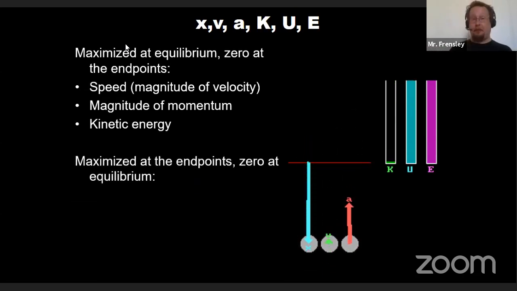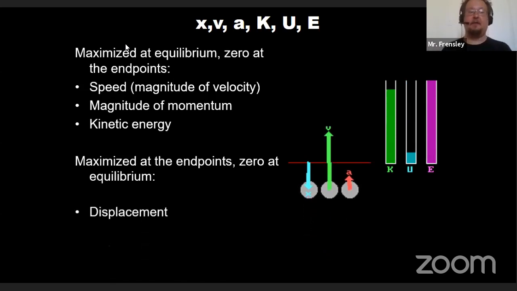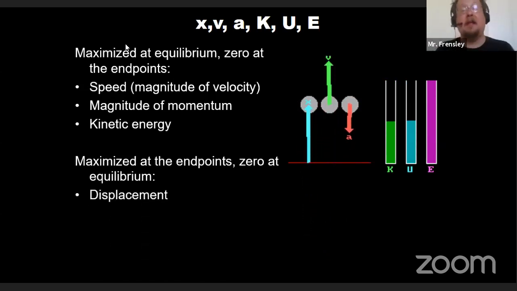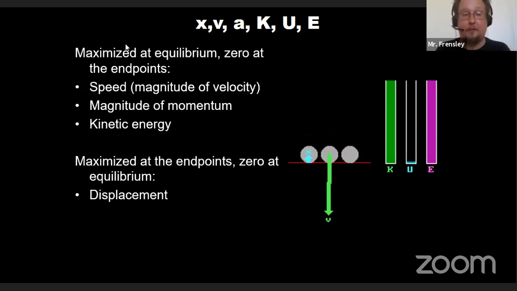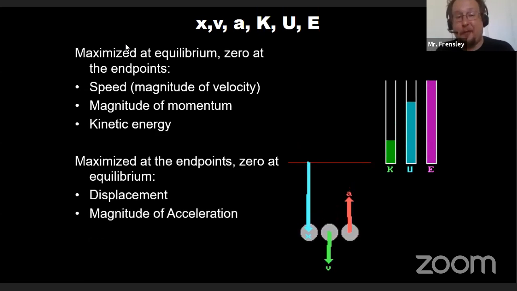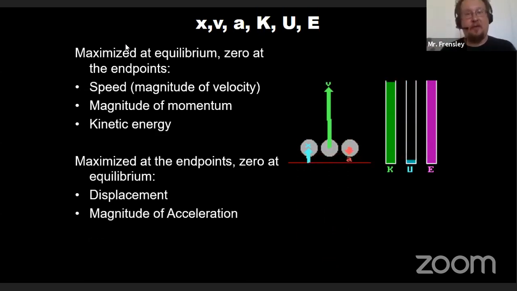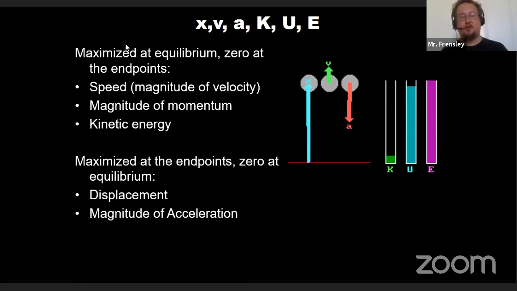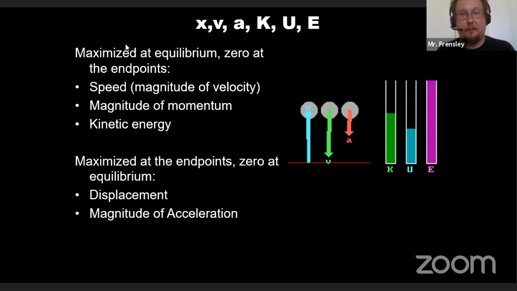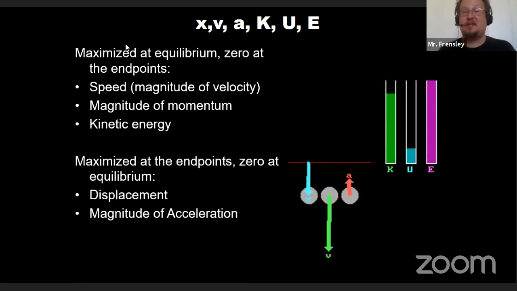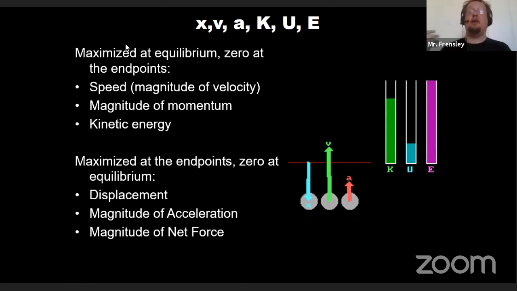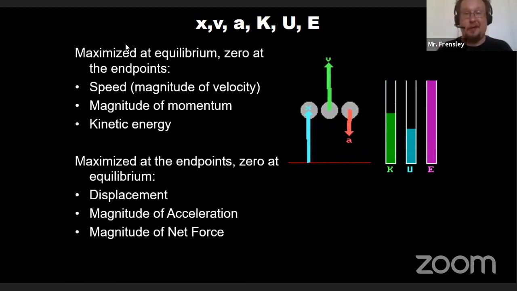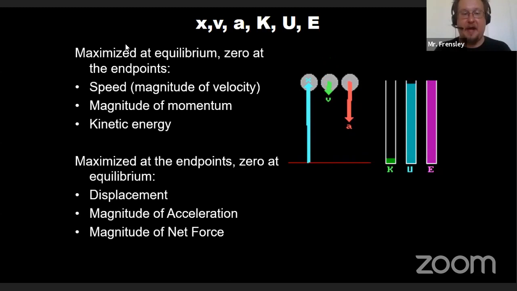Now, at the endpoints, we're going to have a lot of displacement. Duh. Displacement is the most at the endpoints. That's where you're displaced the farthest from equilibrium. But also notice the acceleration is the greatest at the endpoints as well. The acceleration is always opposed to the displacement and directly proportional to it. So the bigger the displacement from equilibrium, the more acceleration is trying to get the object to go back to equilibrium. Why? Because there's more net force. There's a greater net force. The farther from equilibrium, the harder the force is trying to get you back to equilibrium.